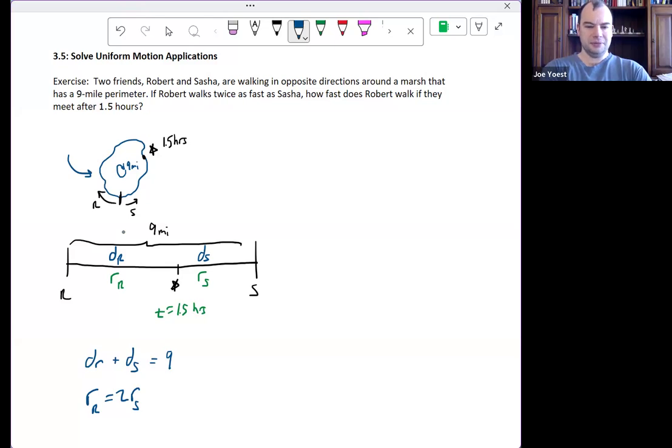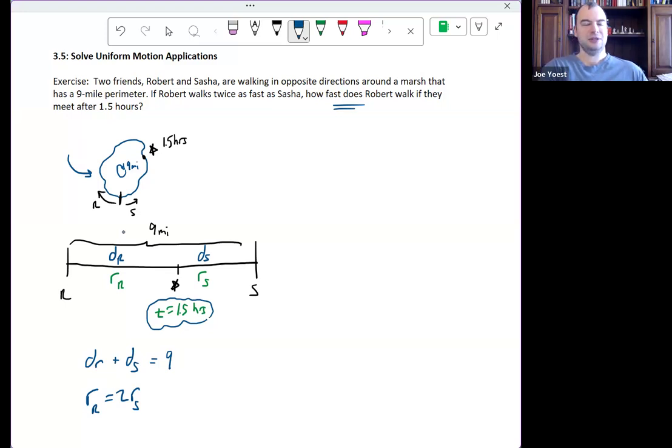but I have two concerns here. One, I haven't used my time of 1.5 hours anywhere. That seems like that should be important. It's always possible there's an extraneous piece of information in a problem, but that does feel important, right? If it took them 6 hours to meet up, I think both of them would be walking slower, and that would affect the answer to our question. So it seems like the time should be important. We also note that we have two equations, but they're not in two unknowns. It looks like we have basically four unknowns, the two distances and the two rates.